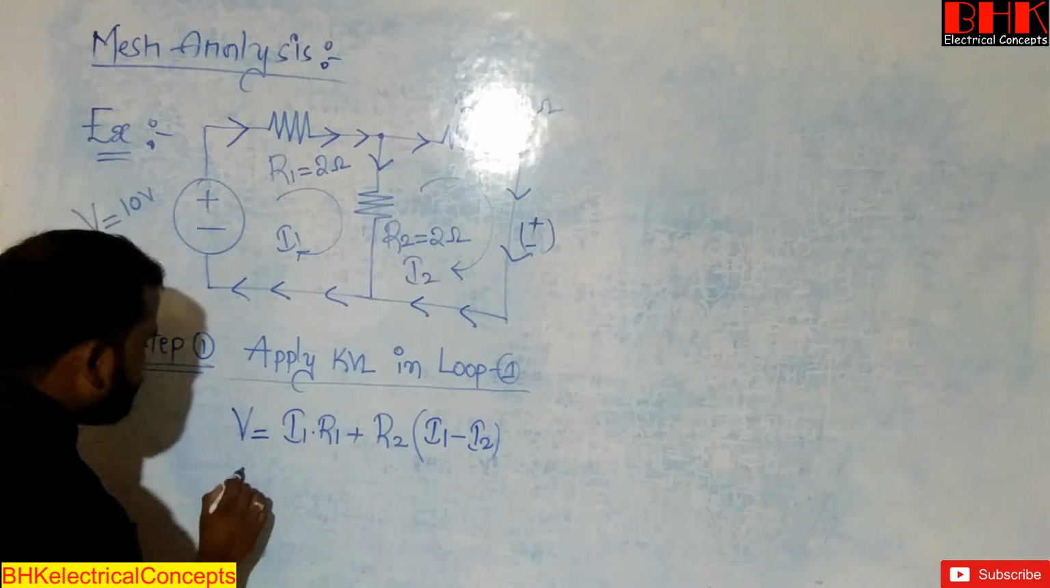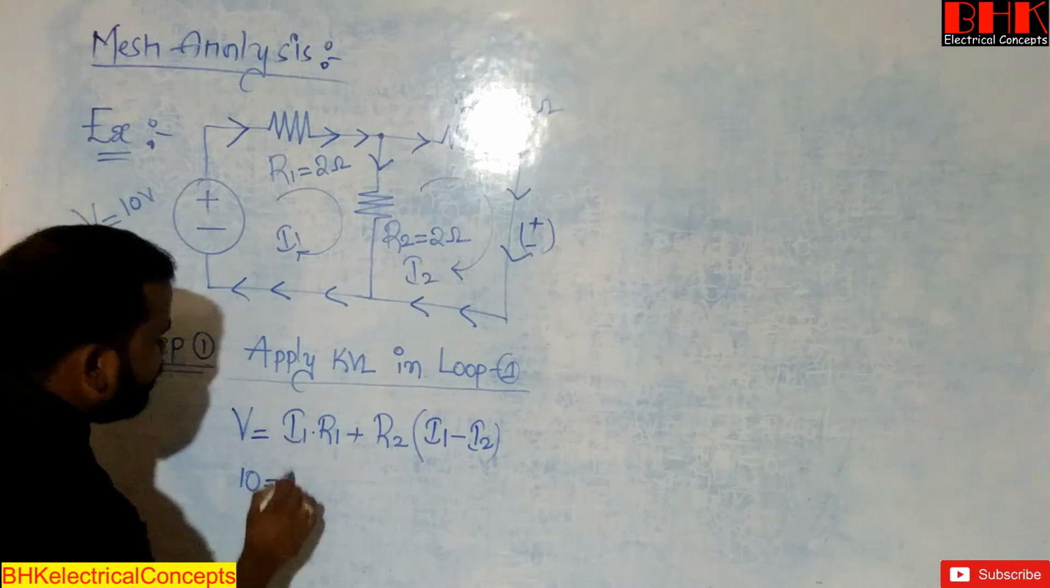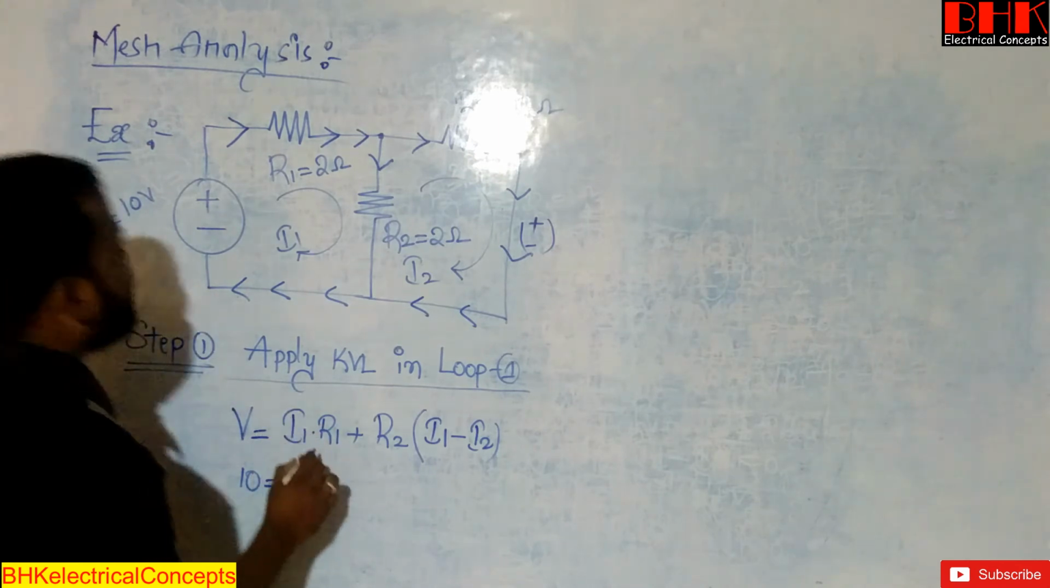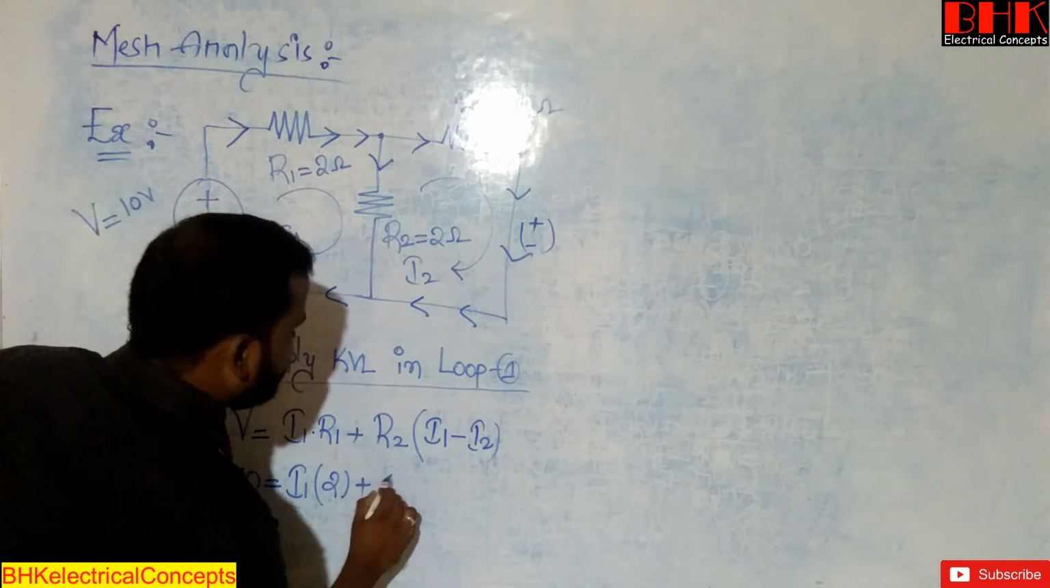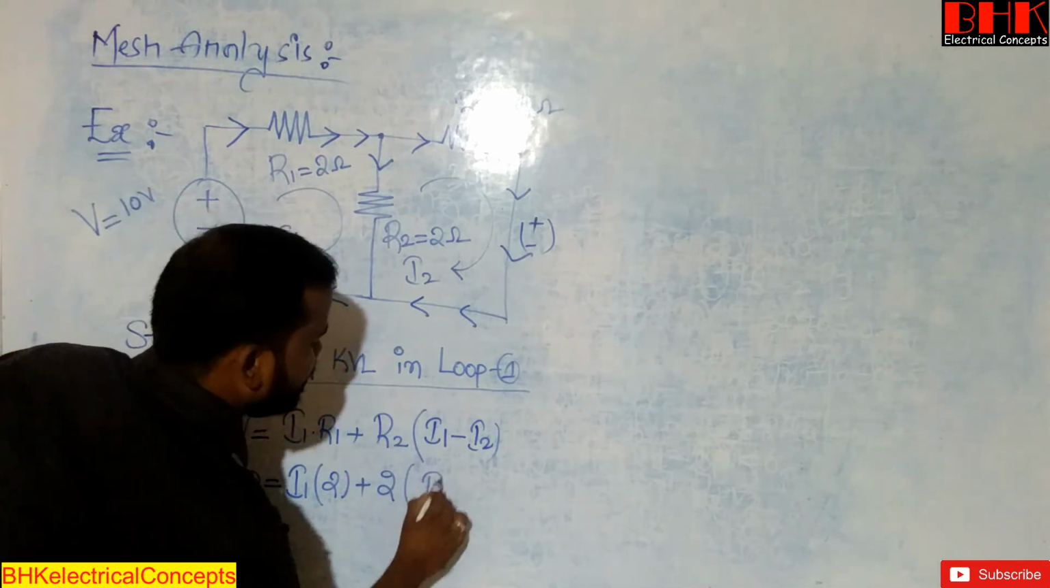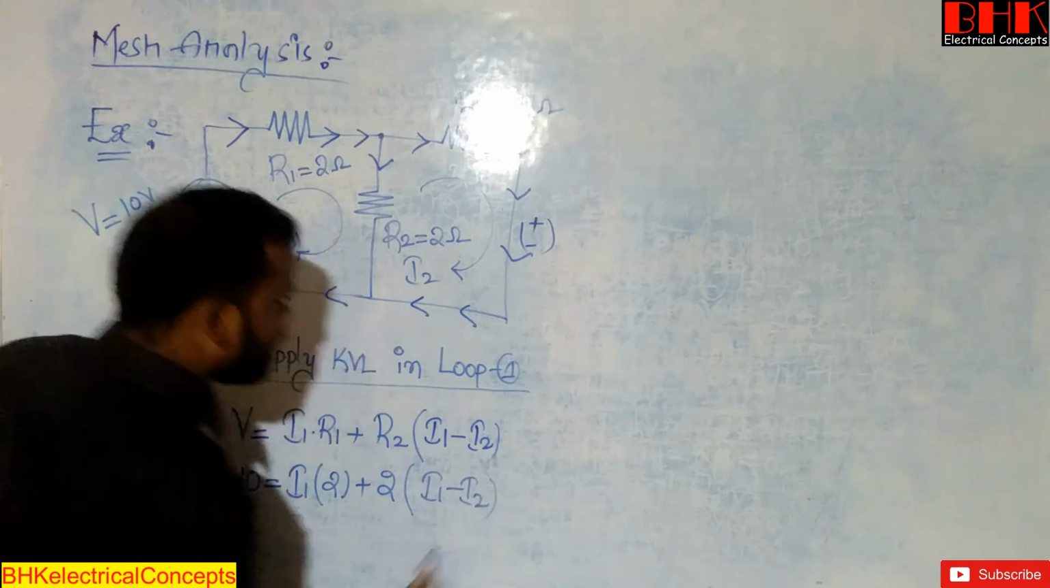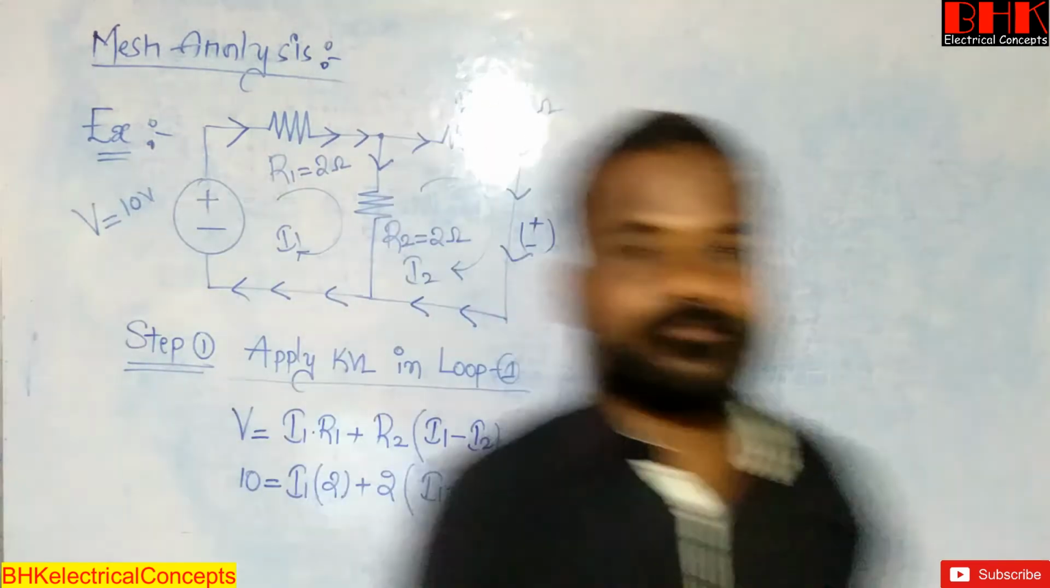Now applied voltage, how much? This is 10 is equal to I1, we don't know, but we know the value of R1, that is 2, plus R2, we know the value of R2, that is 2, and here I1 minus I2. Clear? Just simplify here.